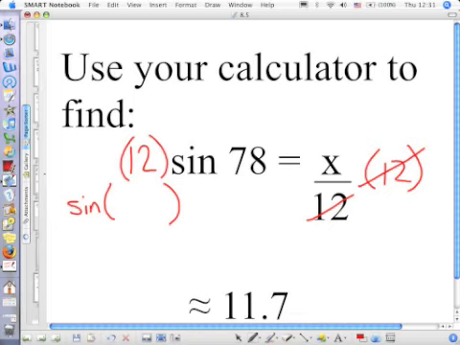Okay. That's what I did the first time. What did we do the second time? Because you have a 7 after. So to send, okay, you have to hit 78 first. So you would say 12 times 78 sine equals.